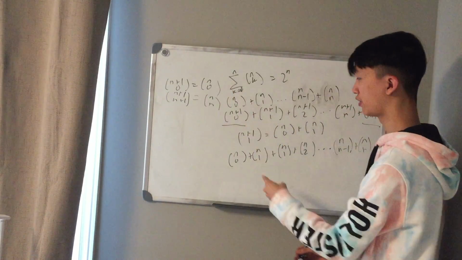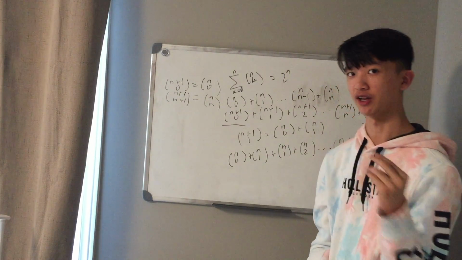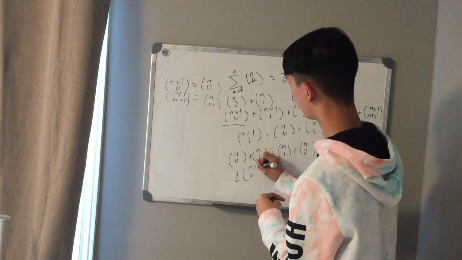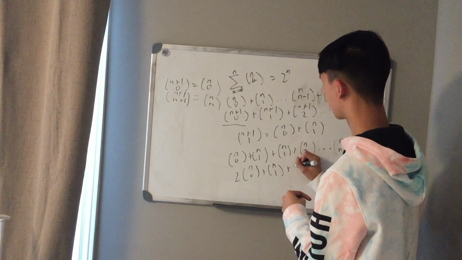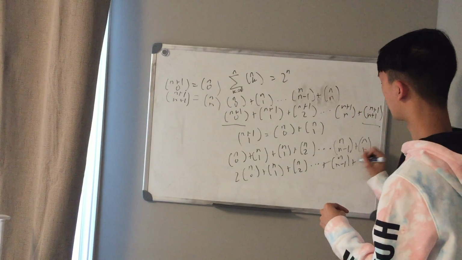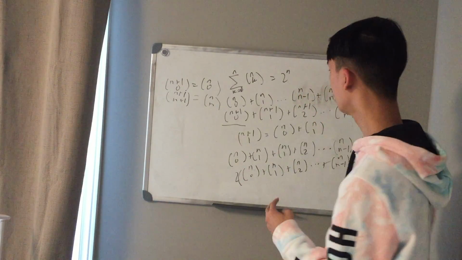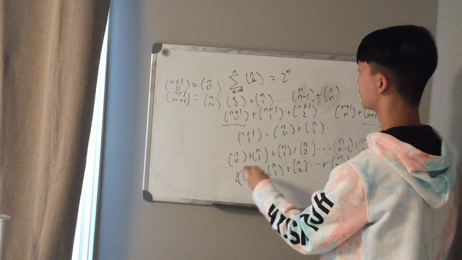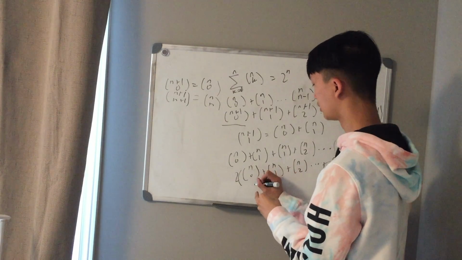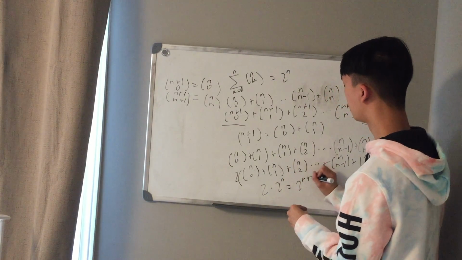So combining all these terms together, we have 2 n choose 0s, 2 n choose 1s, 2 n choose 2s, 2 n choose n minus 1s, and 2 n choose n's. So in the end, we get 2 times n choose 0 plus n choose 1 plus n choose 2 dot dot dot plus n choose n minus 1 plus n choose n. Multiply all of this by 2, of course. But then, we've already shown that this in the brackets is equal to 2 to the power of n. So 2 times 2 to the power of n is equal to 2 to the power of n plus 1.